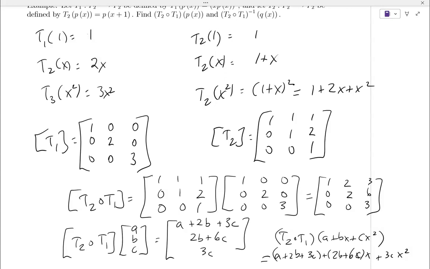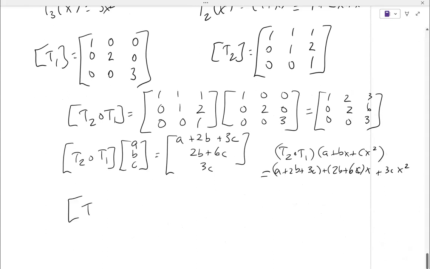The last thing it asks you for here is what? It says it also wants the inverse. How do we find the matrix for the inverse? Okay, the inverse of the matrix, good. Okay, so if I want the matrix of the inverse transformation, I take the matrix of the transformation and invert it.